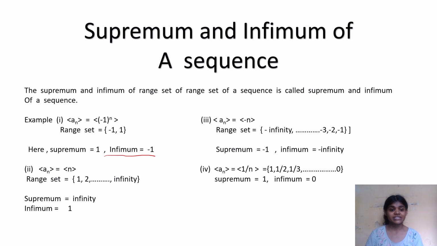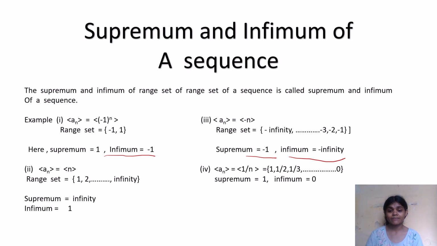Now take another example. Sequence a_n is equal to n, and its range set is 1, 2 and it goes up to infinity. Supremum is infinity and infimum is 1. Now take another example. Sequence a_n is equal to minus n. Range set is minus infinity up to minus 3, minus 2, minus 1. Supremum is minus 1 and infimum is minus infinity.